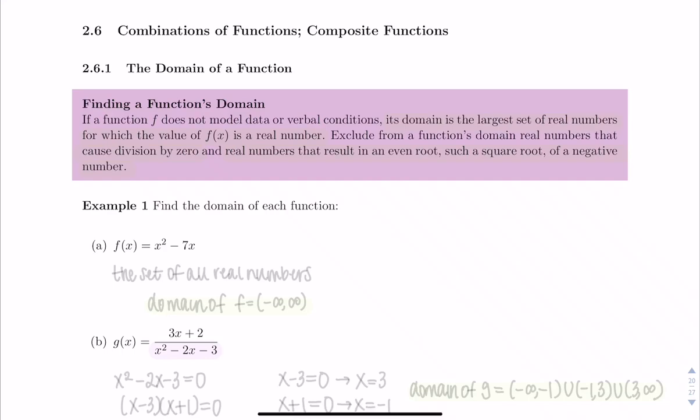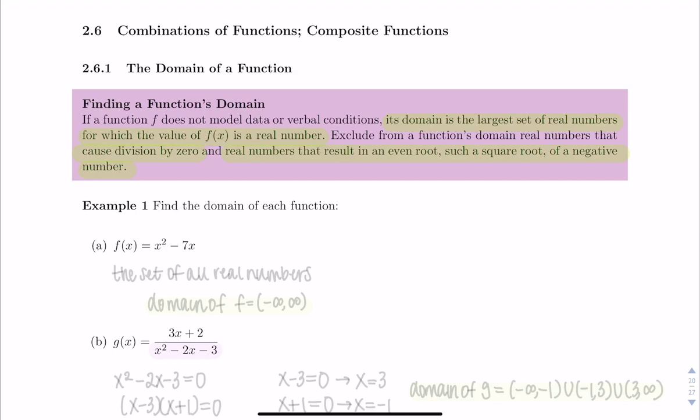2.6 is about the combinations of functions in composite functions. So the first thing we need to talk about is the domain of a function. If a function f does not model data or verbal conditions, its domain is the largest set of real numbers for which the value of f of x is a real number. You want to exclude from a function's domain real numbers that cause division by 0 and real numbers that result in an even root, such as a square root of a negative number.